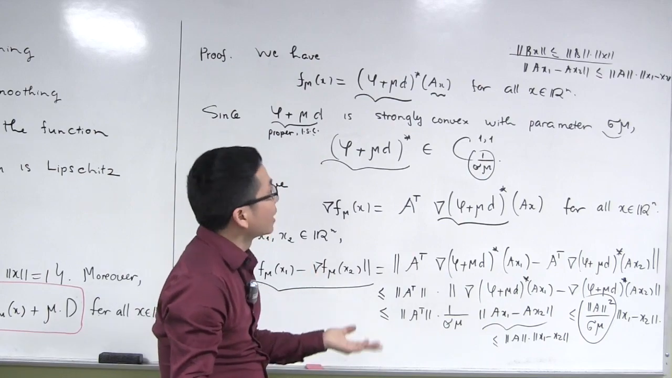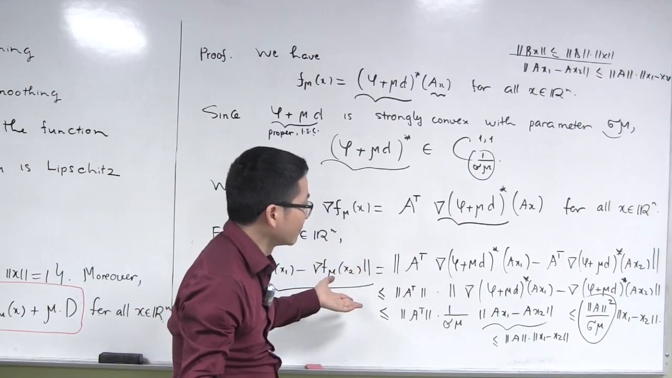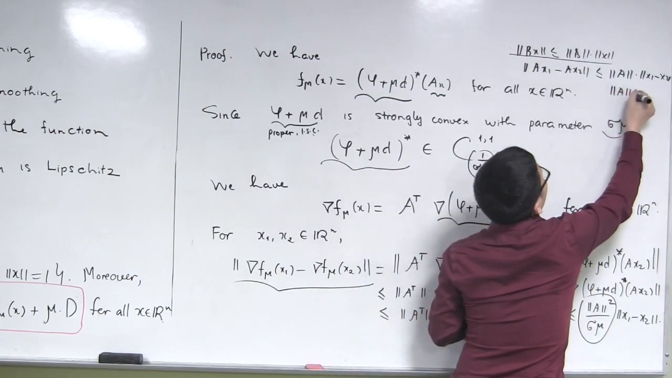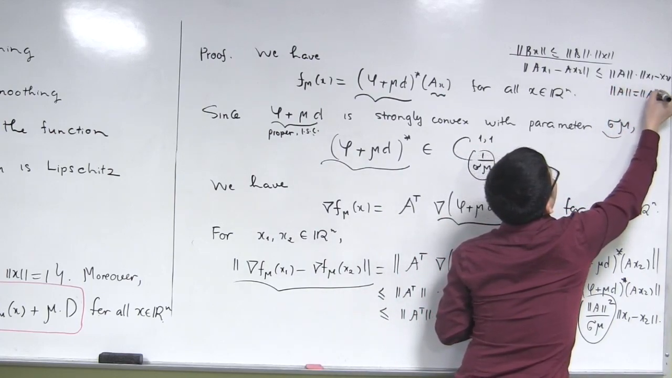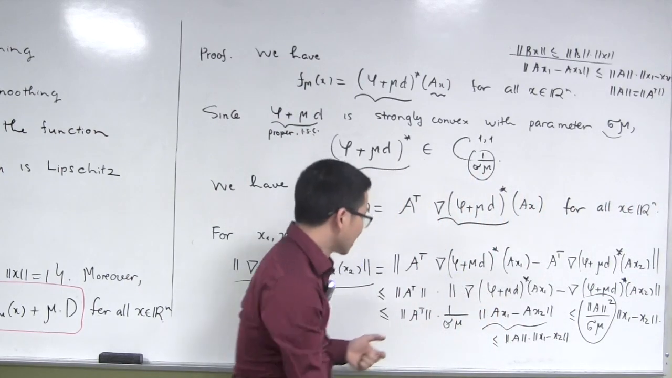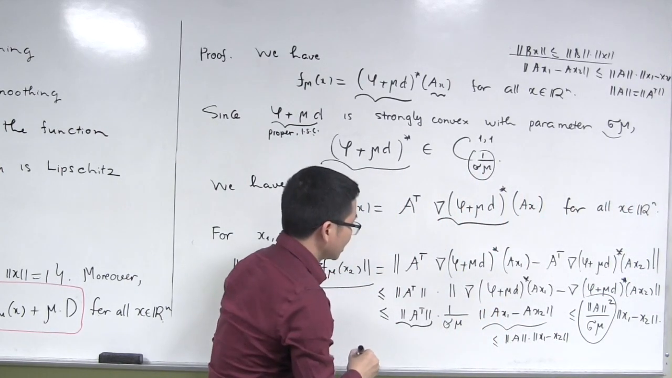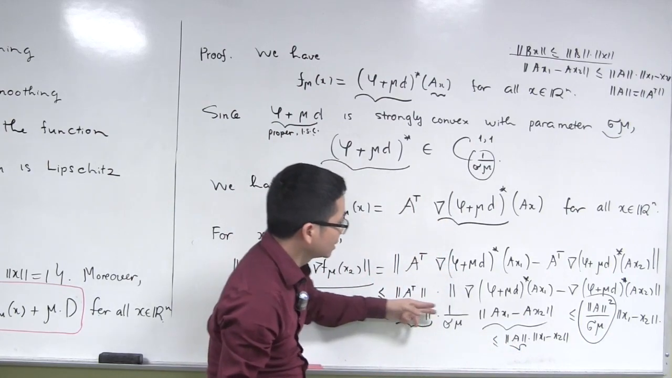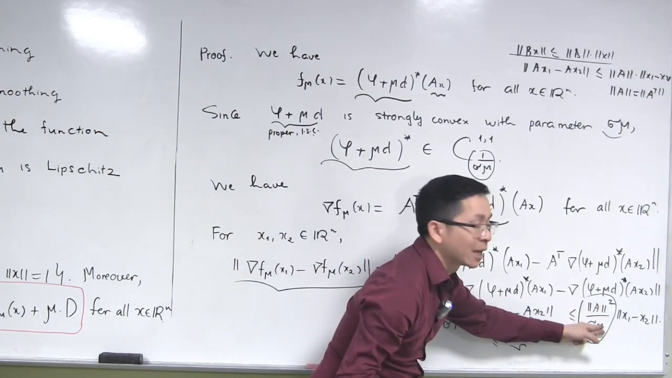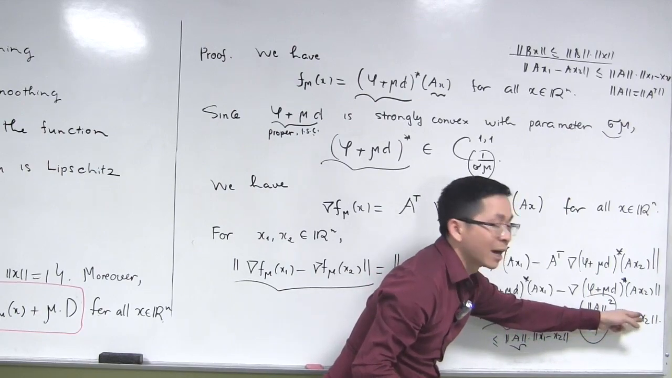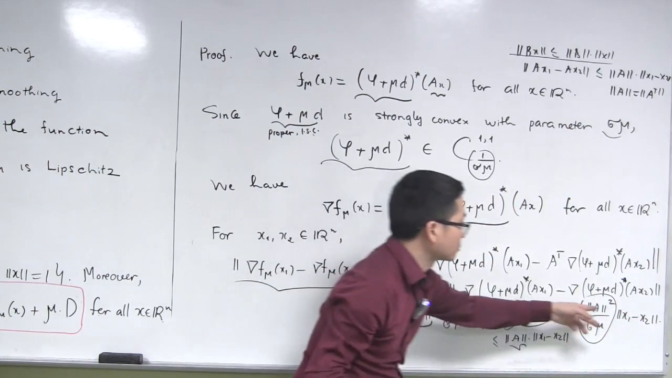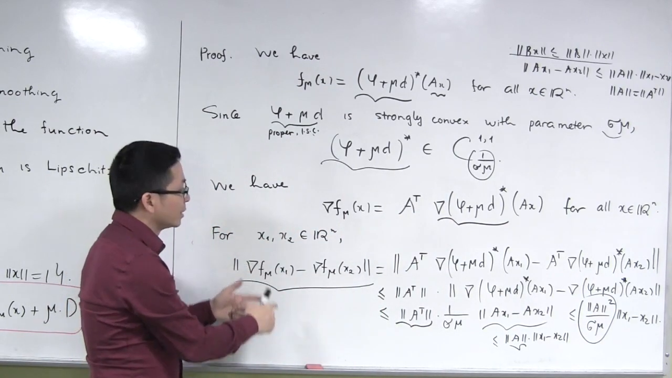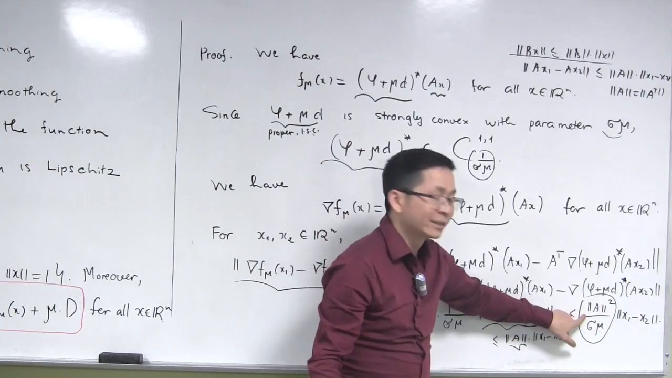And now we are going to use another property of the matrix norm, that the norm of a matrix A is always equal to the norm of the transpose of A. So over here we have the norm of the transpose of A, and we also have the norm of A. Therefore, we end up having the norm of A squared over sigma times mu times the norm of x1 minus x2. So finally, we see that the gradient of f mu is Lipschitz continuous with this Lipschitz constant.